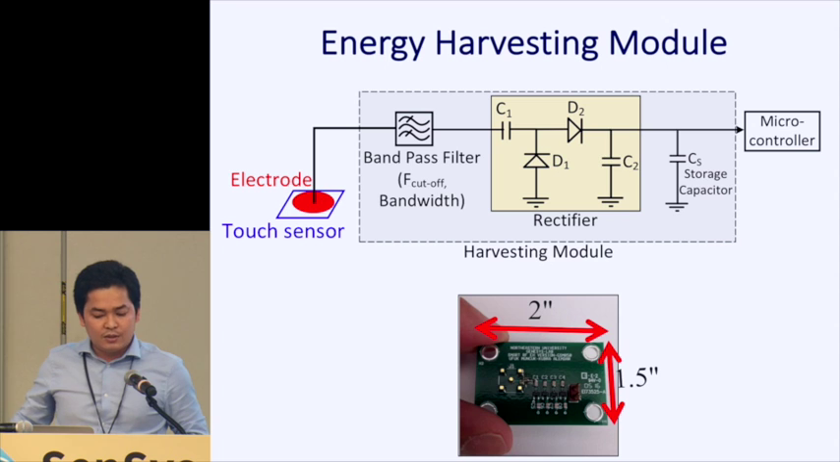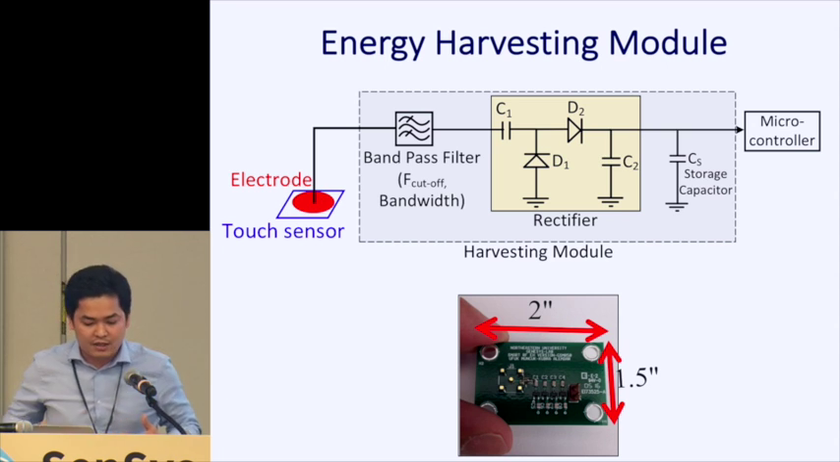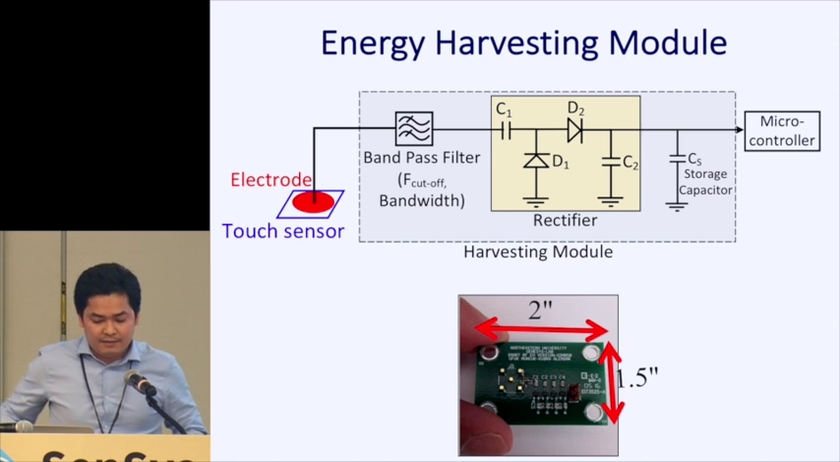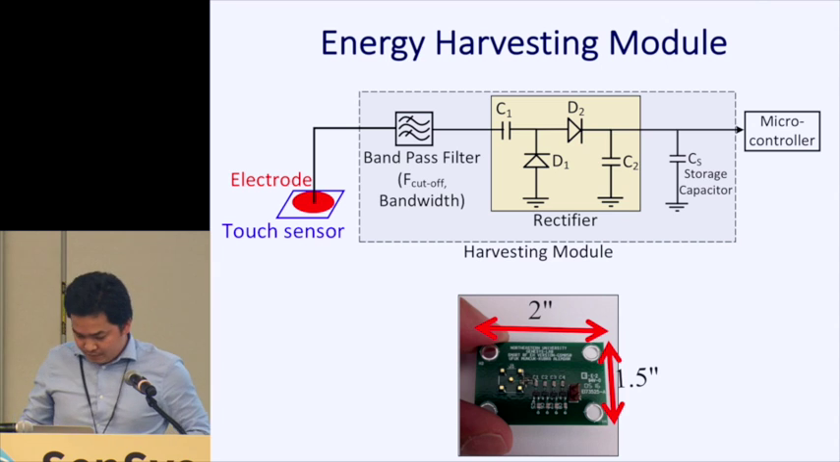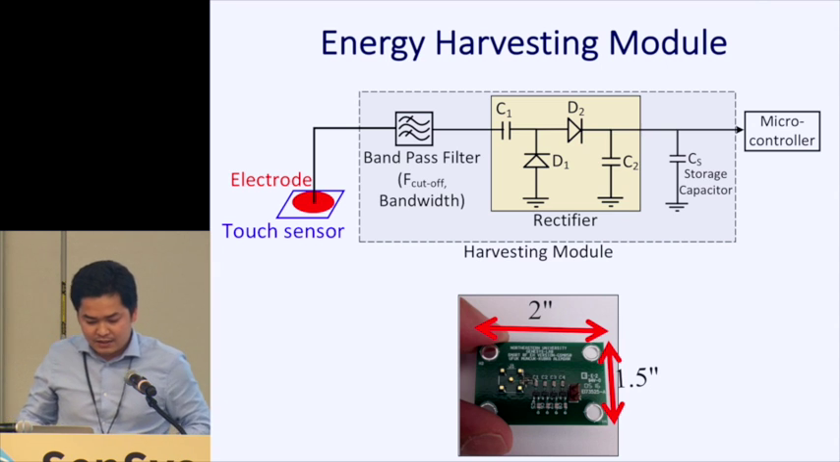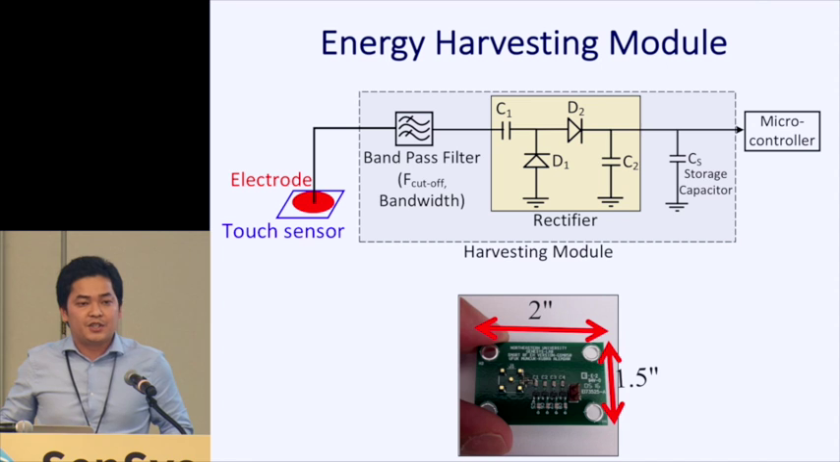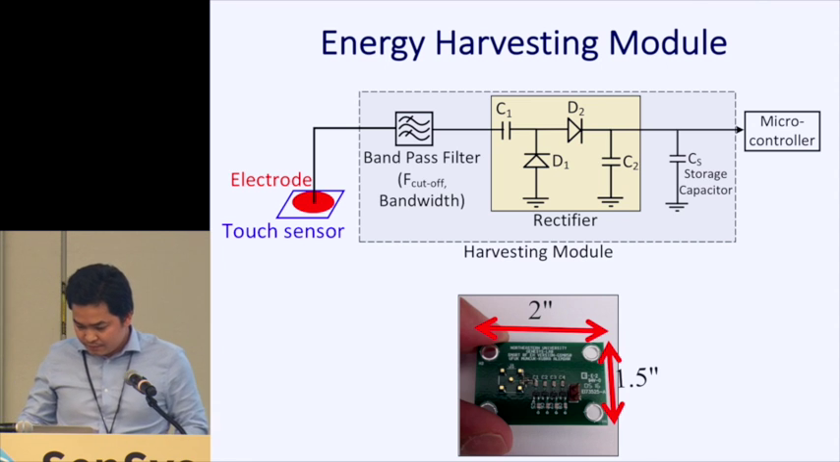This figure shows our harvesting model design. It includes the bandpass filter, where we need to specify the frequency that we want to remove and the frequency that we want to keep for the harvesting circuit. The rectifier is used to boost up the capacitor CS, which is then used for the microcontroller. The figure on the bottom shows the actual design that we have in the lab.